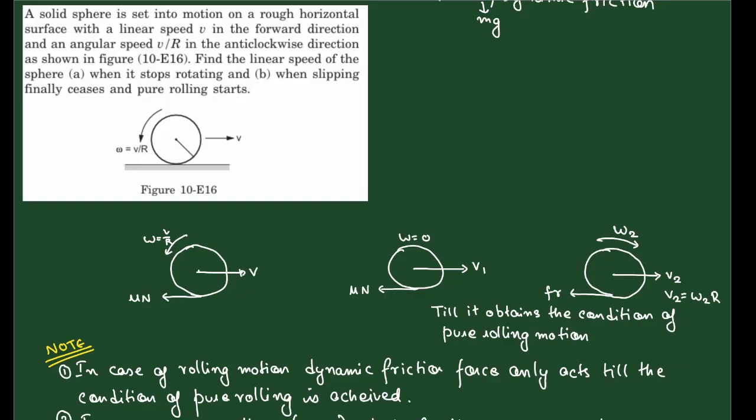In the first method, the time taken by torque to reduce the angular velocity to 0 is the same as the time taken by this force mu N to reduce the velocity from v to v1, and by equating the time you will get the value of v1. Similarly out here, the time taken by torque to increase the angular velocity from omega equals 0 to omega 2, where v2 equals omega 2 into r, is the same as the time taken by this friction force to change the velocity from v1 to v2. If you equate the time, you get this value. Therefore that is the first method.